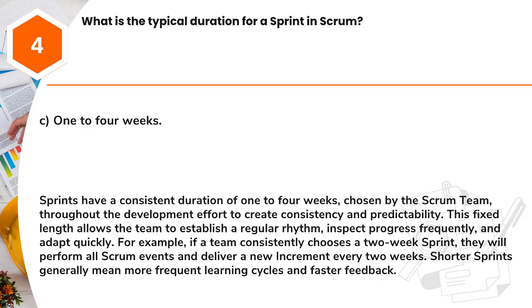Sprints have a consistent duration of 1 to 4 weeks, chosen by the Scrum team, throughout the development effort to create consistency and predictability. This fixed length allows the team to establish a regular rhythm, inspect progress frequently, and adapt quickly. For example, if a team consistently chooses a 2-week sprint, they will perform all Scrum events and deliver a new increment every 2 weeks. Shorter sprints generally mean more frequent learning cycles and faster feedback.